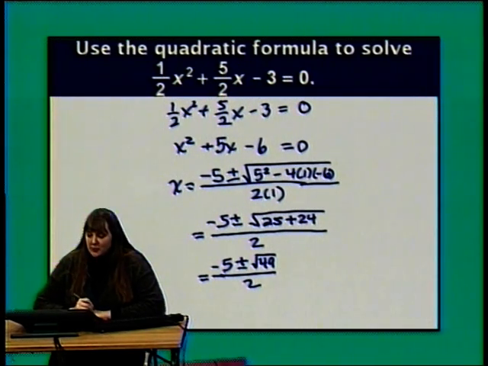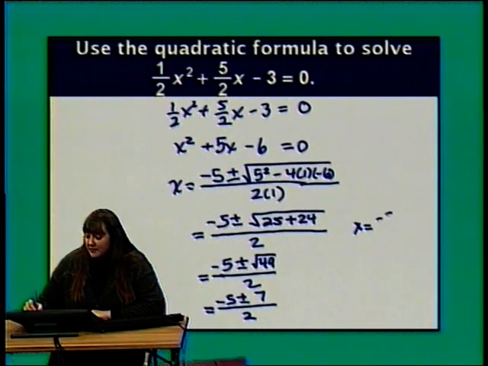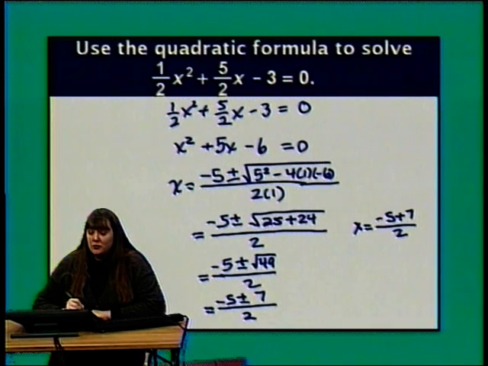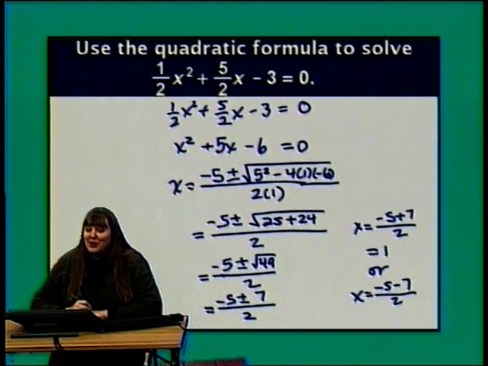So that's -5 plus or minus the square root of 49 all over 2. 49 is a perfect square. So I have -5 plus or minus 7 over 2. So I either have x equals -5 plus 7 over 2, which is 2 over 2, which is 1, or x equals -5 minus 7 over 2. That's -12 over 2, which is -6.